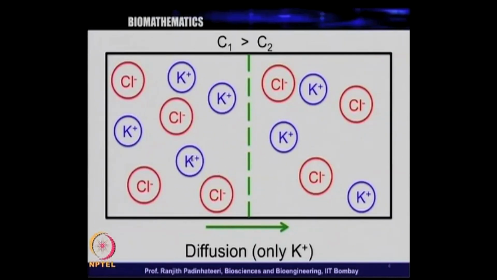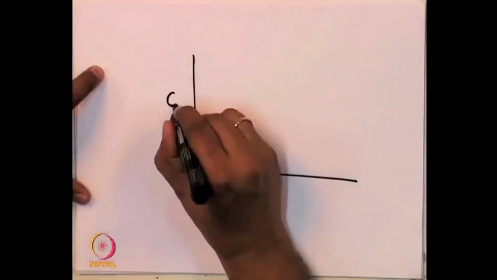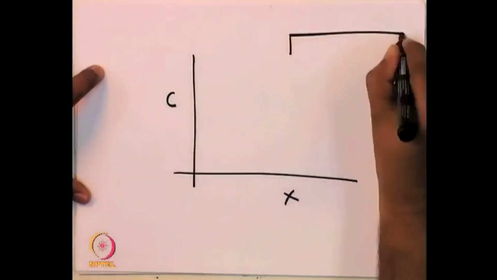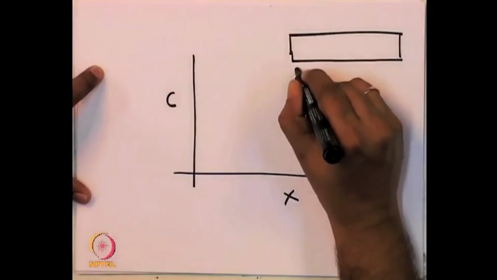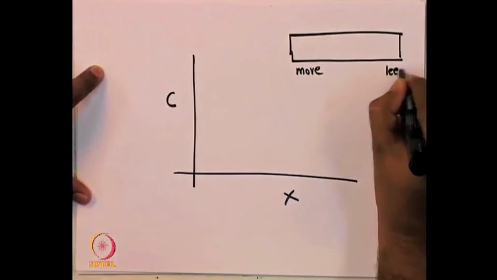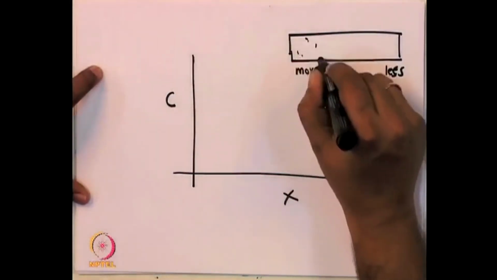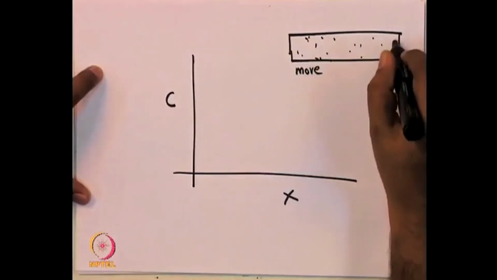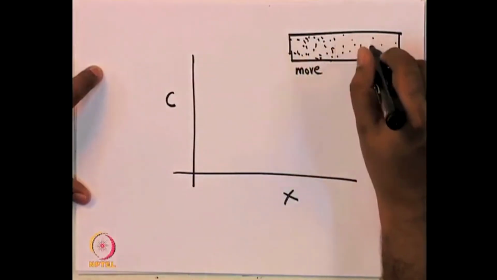Before that, let us just understand a bit more about the concentration. You can see that concentration decreases as we go from here to here. So, let us plot for a minute here the concentration and the x axis. So, more concentration here, less concentration here. What does it mean? There are a lot of particles here and fewer particles here. There are many ions here, and as it goes it will be less and less.